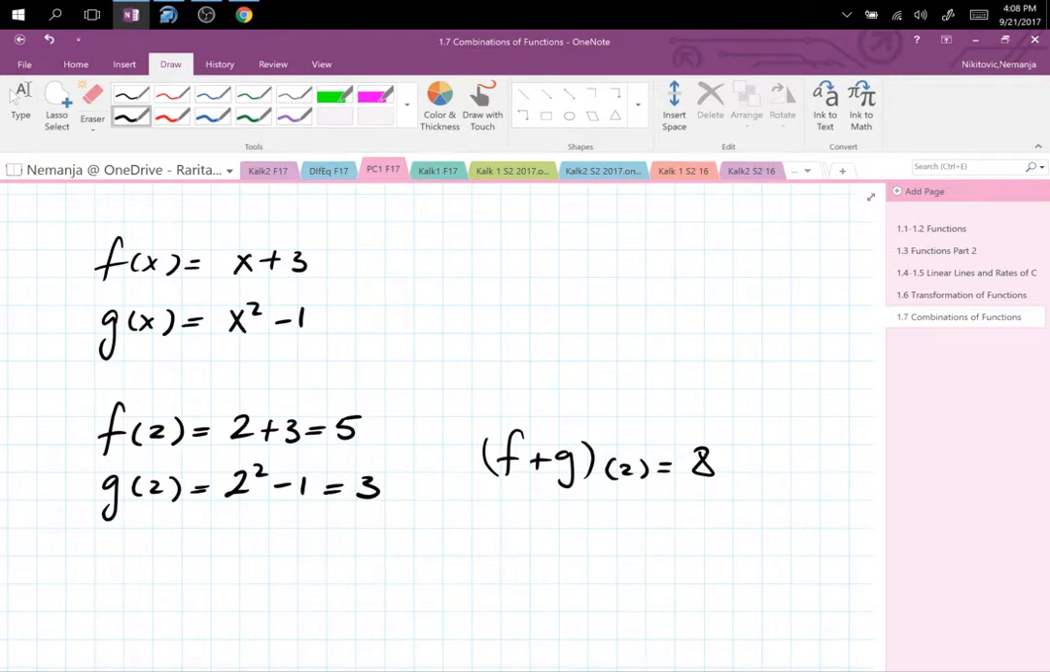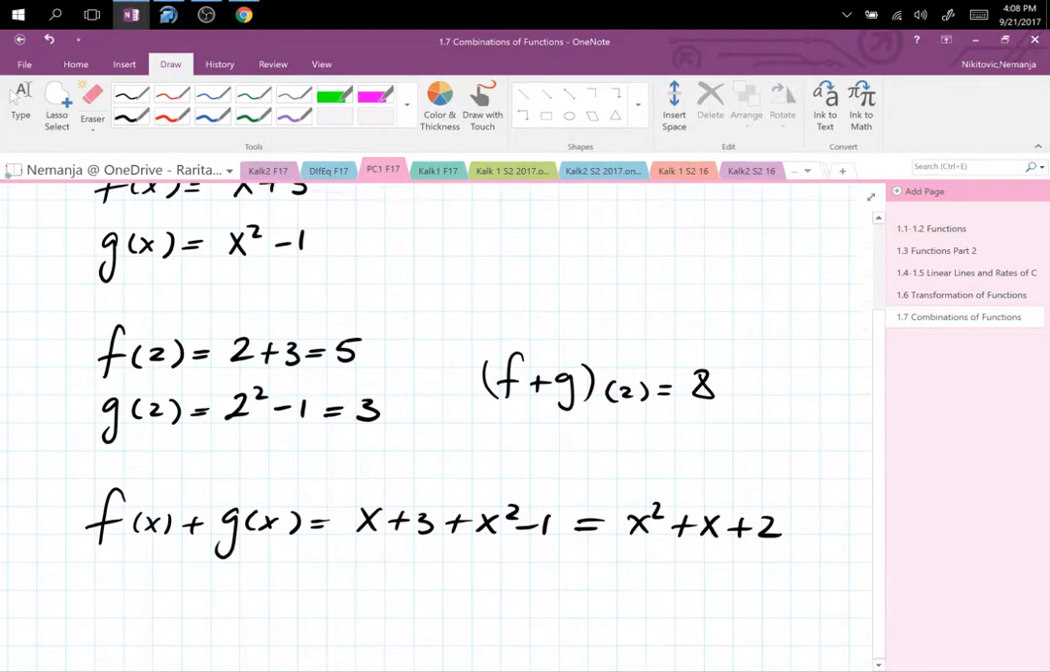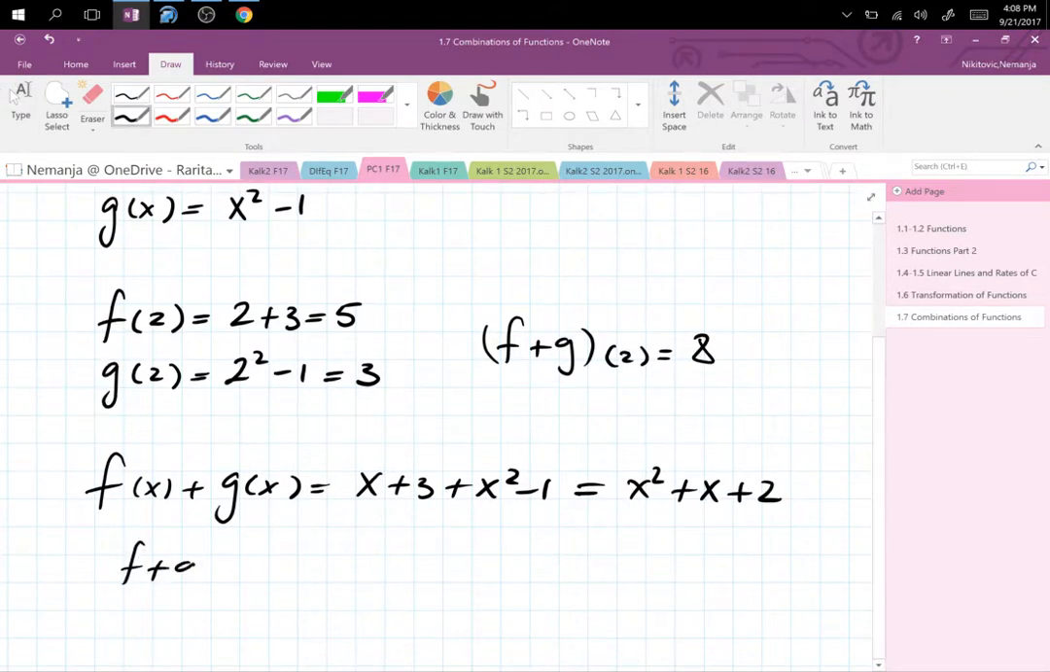So I can start this with f of x plus g of x, which is x plus 3 plus x squared minus 1, to give me x squared plus x plus 2. And then I can compute f plus g of 2, which would be 2 squared plus 2 and get 8. It doesn't matter if you compute a number in each function independently and then add results to get 8, or you work out the algebra of adding functions together first and then plug 2 in the combined function.